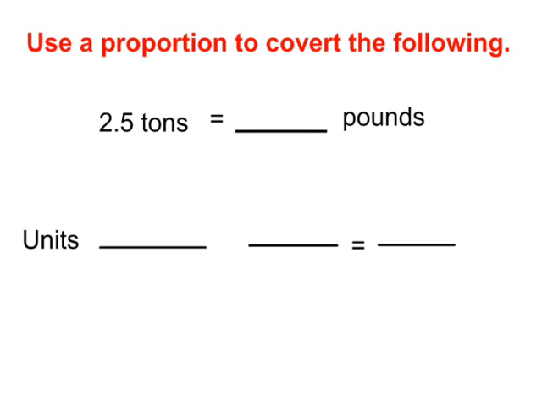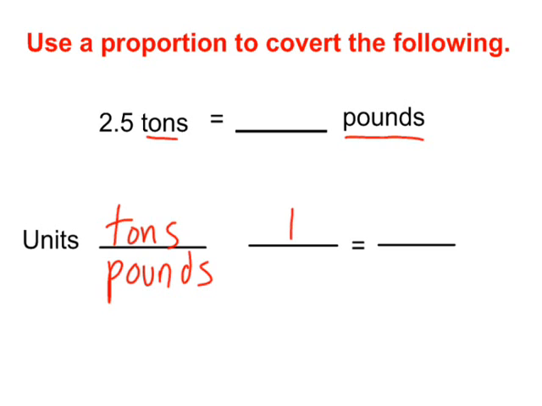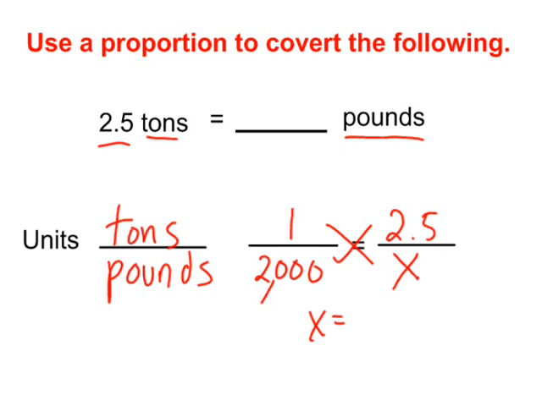Here we're being asked to convert tons into pounds. So it doesn't really matter which one. I could put pounds on top or tons on top, doesn't matter. Well, let's start with what we know. Well, I know that in 1 ton there are 2,000 pounds. And we're given 2.5 tons. And we're being asked, how many pounds would that be? So, if I cross multiply, 1 times x is x. 2.5 times 2,000 is 5,000. So, 2.5 tons would equal 5,000 pounds.